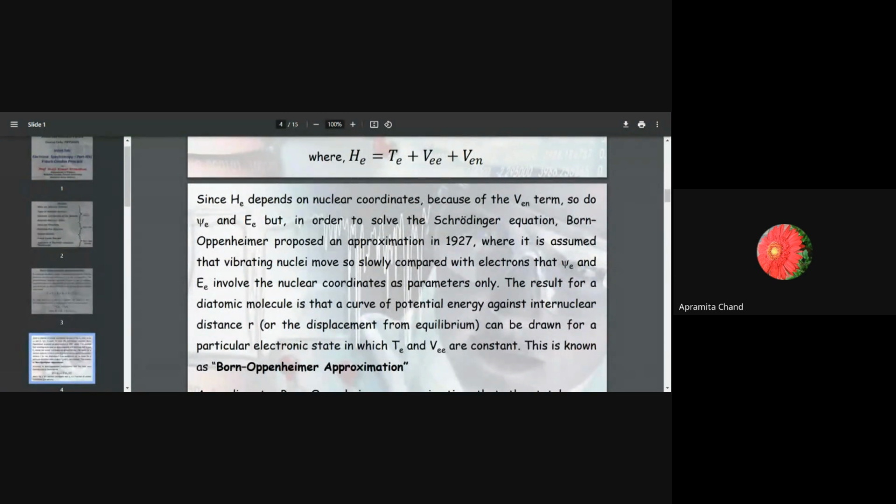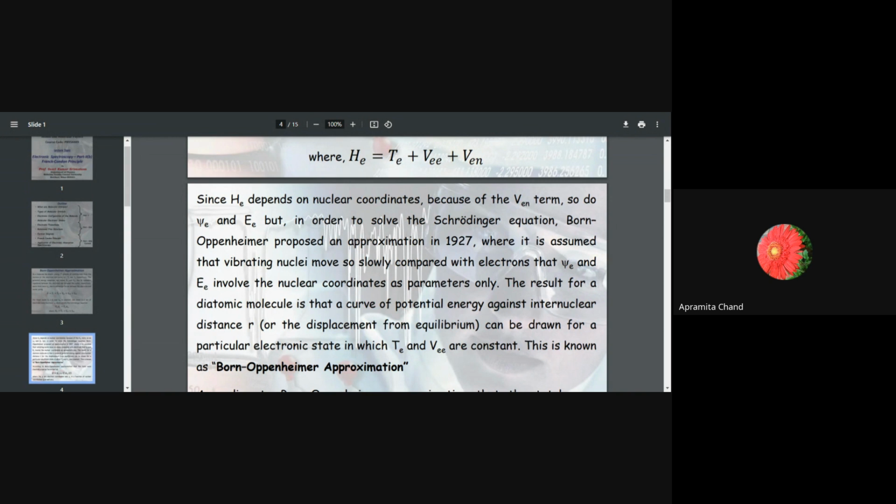Now HE, the electronic Hamiltonian, depends on the nuclear coordinates because of the VEN term. The wave function and energy will also be dependent on the nuclear coordinates. But in order to simplify this problem of solving the Schrodinger equation, Born and Oppenheimer proposed an approximation in 1927, where it was assumed that whenever the nuclei are vibrating, they move so slowly compared with the electrons that the wave function and the energy involve the nuclear coordinates as parameters only.